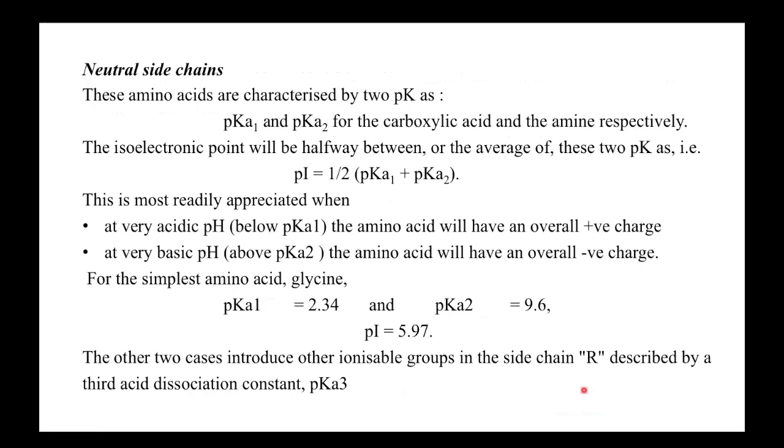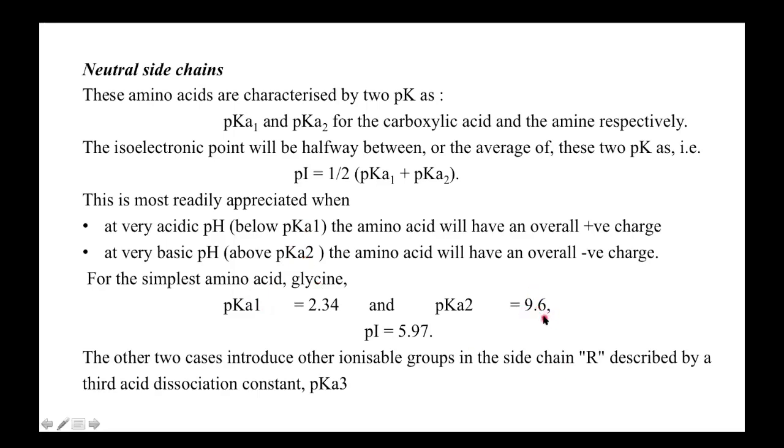So in conclusion, at any pH below the pI, the amino acid has an overall positive charge, and above it, a negative charge. To find the pI value, I have to add the pK1 and pK2 values and average the two.